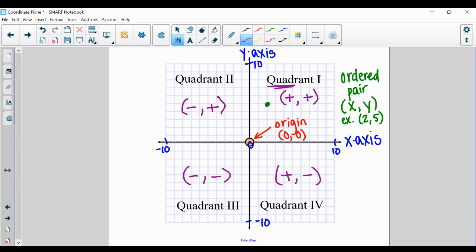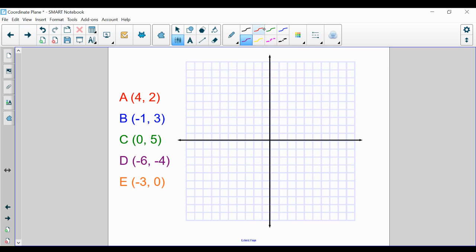So let's put some of this to the test. If we want to graph these points, we're always going to remember our origin here is in the middle. So for me to graph point A, I'm going to start at my origin. I'm going to go forward 4 points, 1, 2, 3, 4, and then I'm going to go up 2, 1, 2. So right here would be point A. Point B, negative 1, implies I'm going to go backwards. So I'm going to go back 1, but then up 3, 1, 2, 3. So this would be point B.